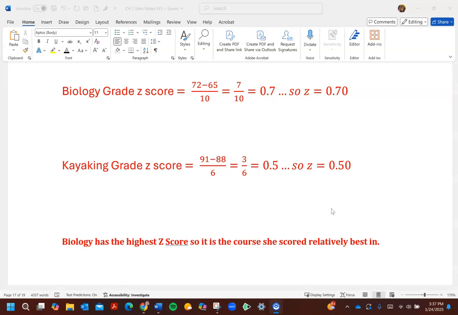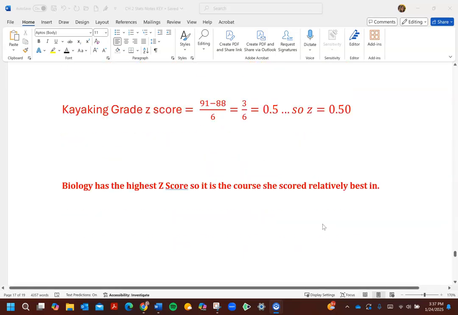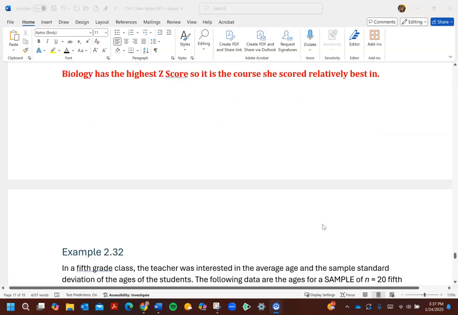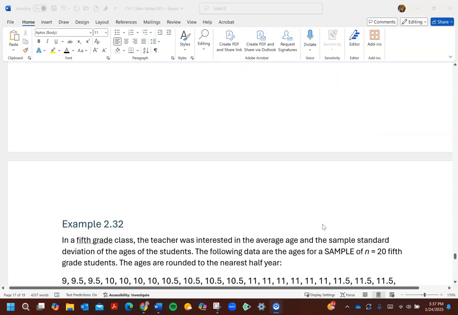So it's not always going to be like, oh, the higher the z-score, the better. Sometimes it's not as good. So you just have to look at the context of the problem and make sure you're taking that into consideration. So one more example for you to try. We'll be done with this chapter.